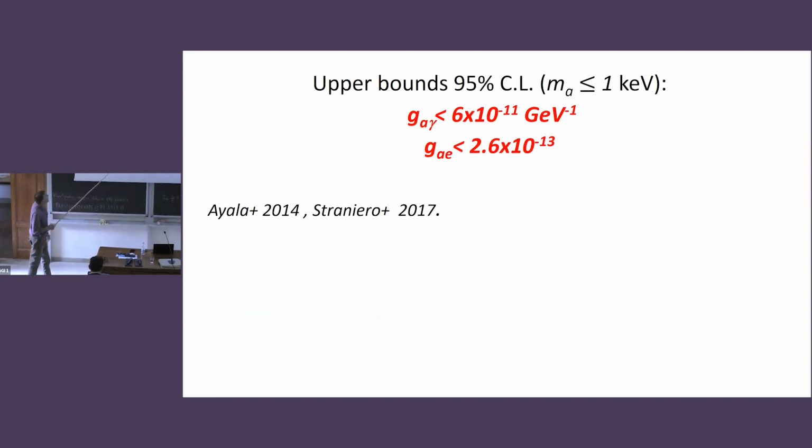Essentially, we confirm the bound previously obtained for the coupling with photons, in the case of zero coupling with electrons. And we get this bound on the coupling of axions with electrons, and this is less stringent than what we get with the RGB tip, as I have shown before.